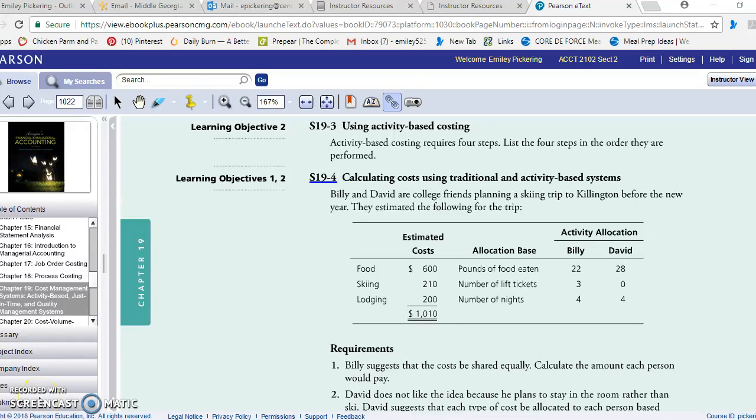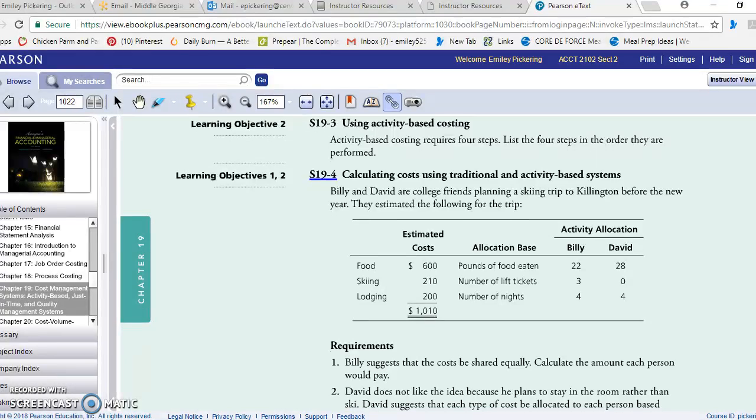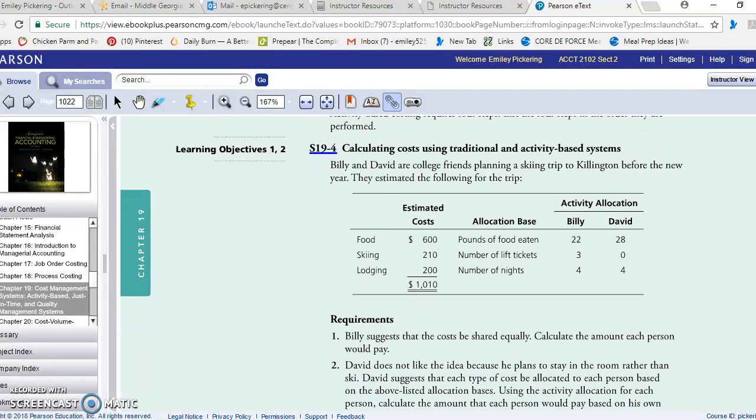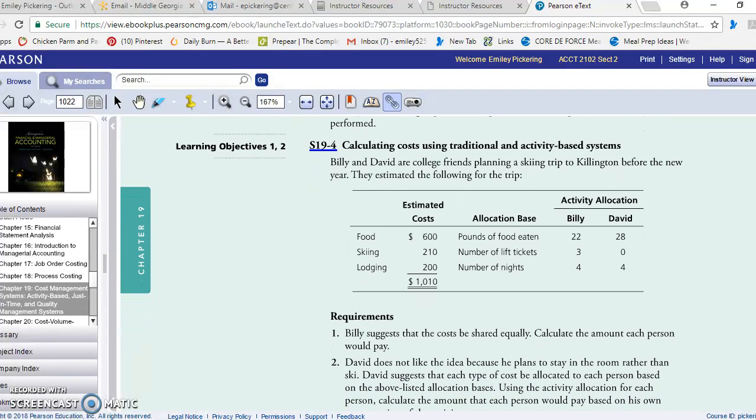Okay, so I'm doing some not homework problems, but some problems from the back of the book for our chapter 19, and I'll do it for the other chapters as well. So I'm doing 19-4, and we're using activity-based costing to calculate some costs here. We have two people that are planning a skiing trip, and here's what they estimate for the food, the skiing, and the lodging.